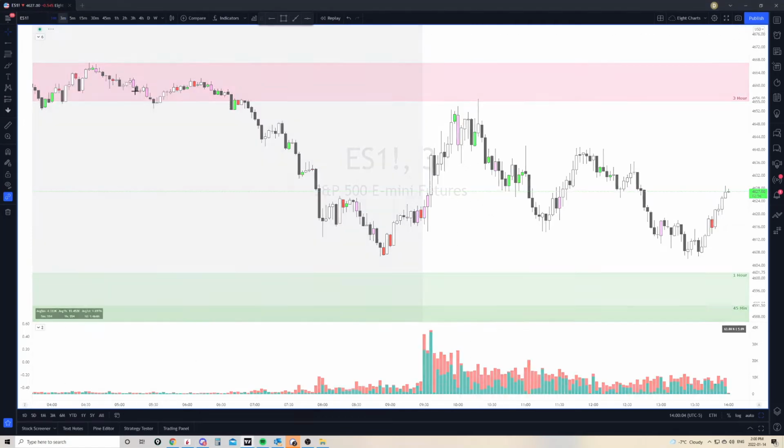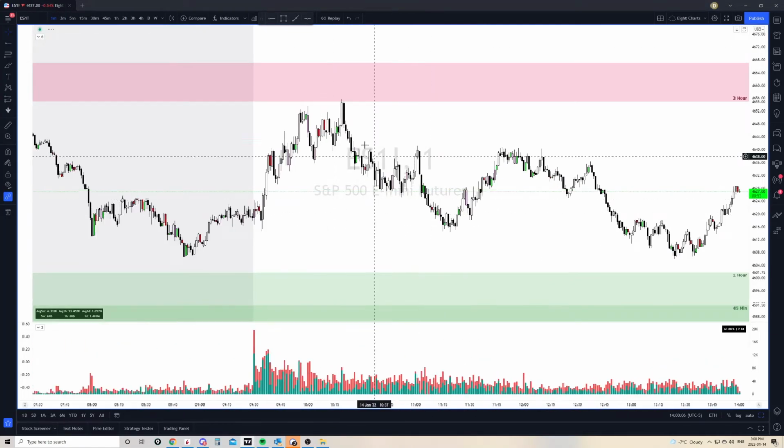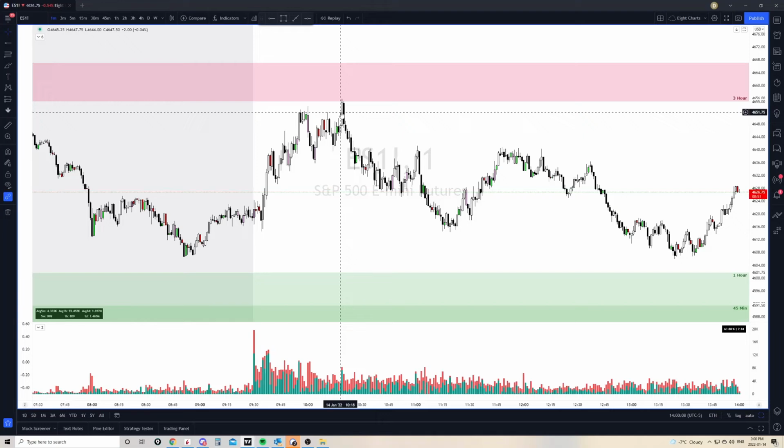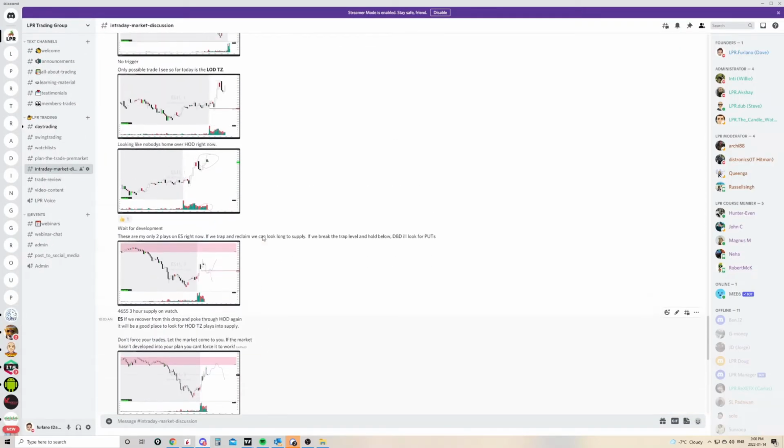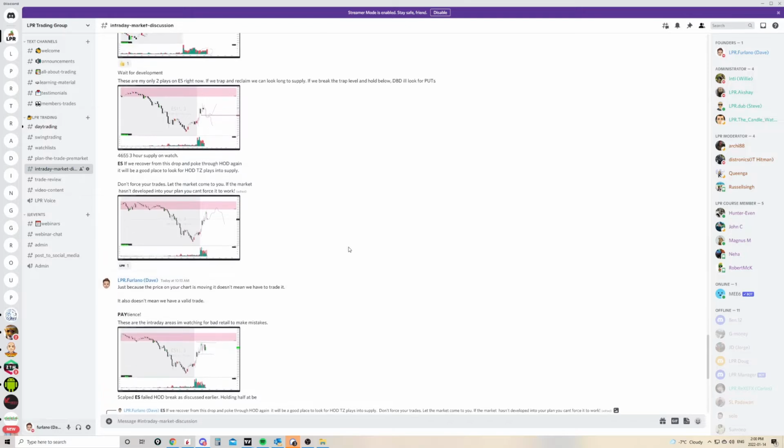We'll go down to the 1-minute chart just to get the exact time on this play right here. So we look at the 1-minute candle. This happened at 10:19. So 10:19. I'm going to go to our intraday market discussion right here. I'm going to scroll up and I'm going to show you guys this.